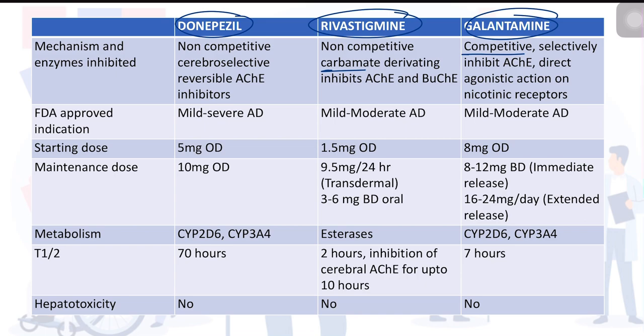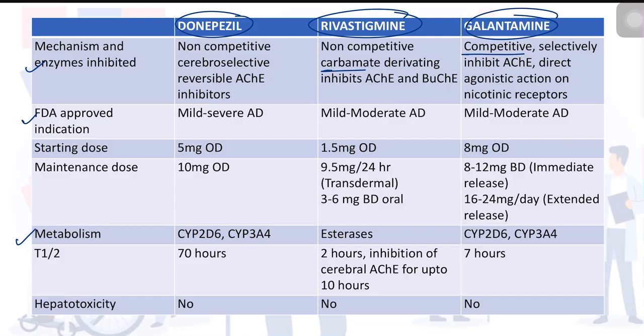These drugs are FDA approved. In case of Donepezil, it is approved in mild to severe Alzheimer's. Rivastigmine and Galantamine are approved for the mild to moderate only. Coming to the metabolism part, which is very important, those we do not have to remember as such.